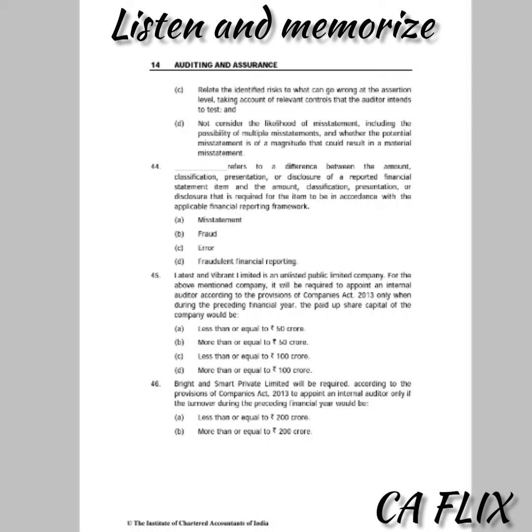misstatement. Question 44. Dash refers to the difference between the amount, classification, presentation or disclosure of the reported financial statement item and the amount, classification, presentation or disclosure that is required for the item to be in accordance with the applicable financial reporting framework. Option A, misstatement. Option B, fraud. Option C, error. Option D, fraudulent financial reporting.